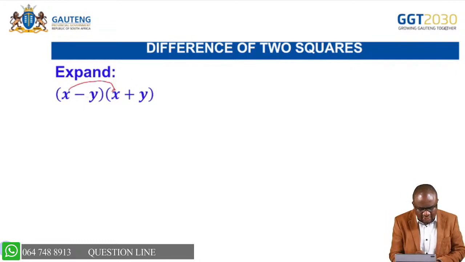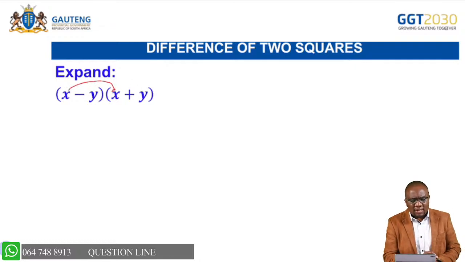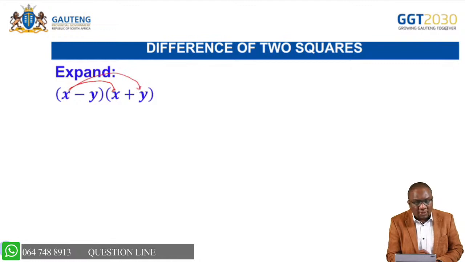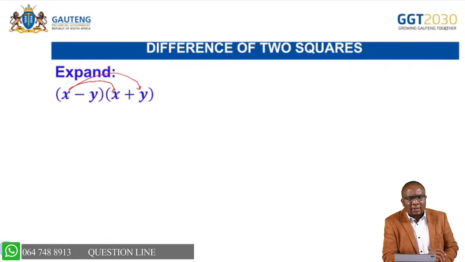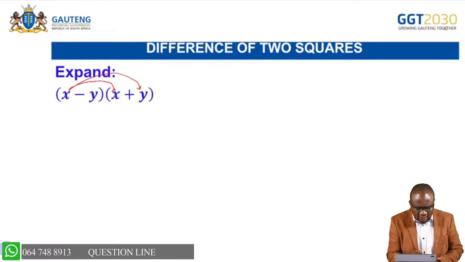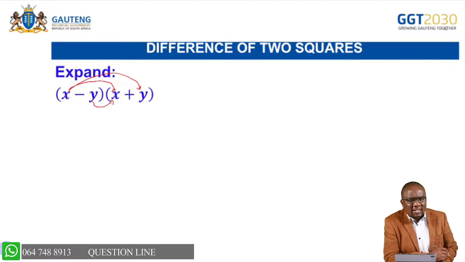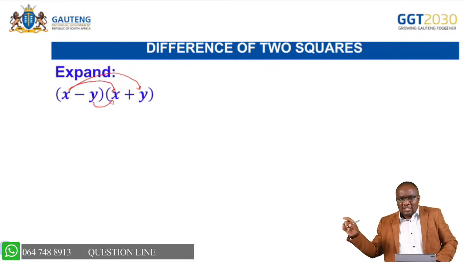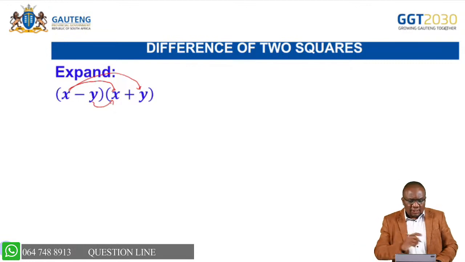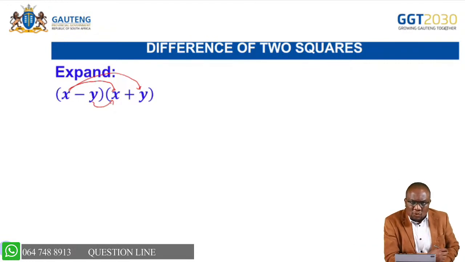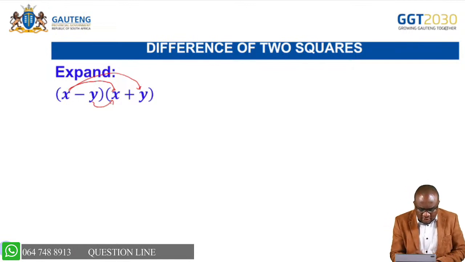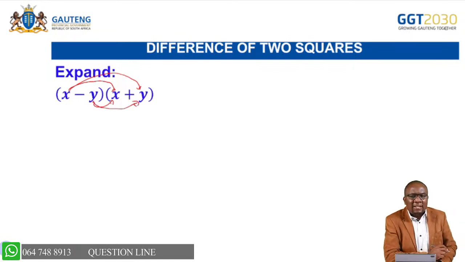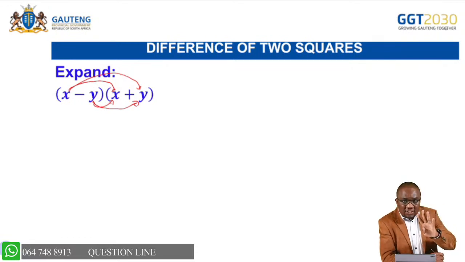X times x is x squared, isn't it? Write it down. X squared. And then x times y, what is it? Plus xy. Write it down. So we have x squared plus xy. And then negative y times x, we have negative xy. You're writing it like a single line, isn't it? Don't write separately. It's one expression. So now we have x squared plus xy minus xy. And then negative y times positive y is negative y squared. So you must have 4 terms in your expression now. X squared plus xy minus xy minus y squared. Okay?